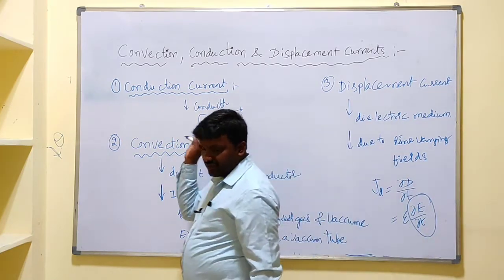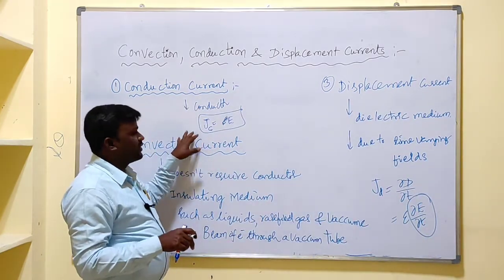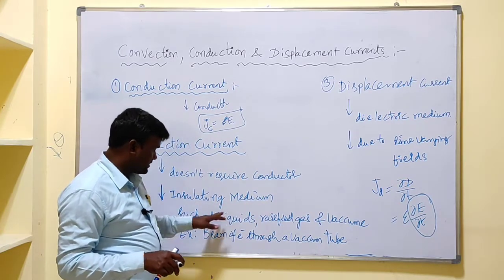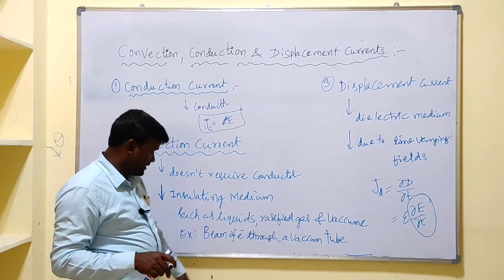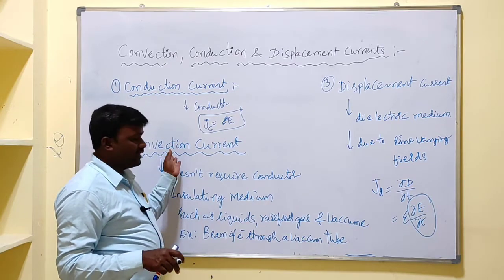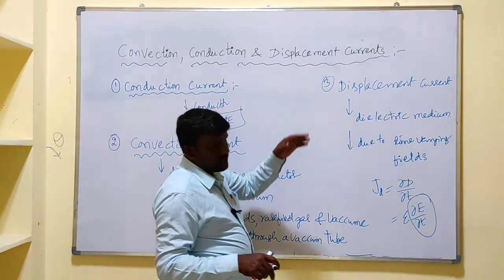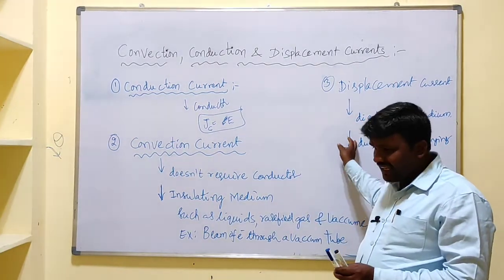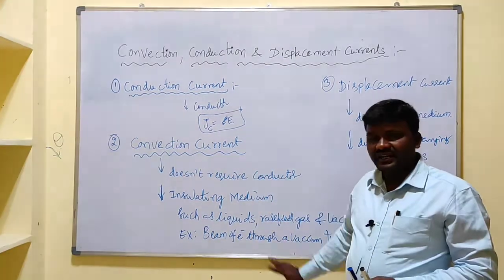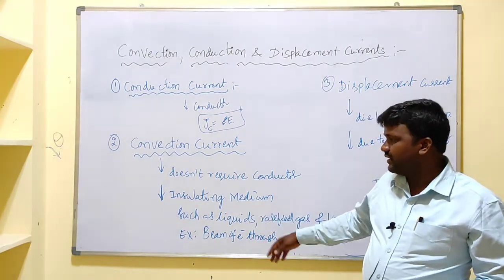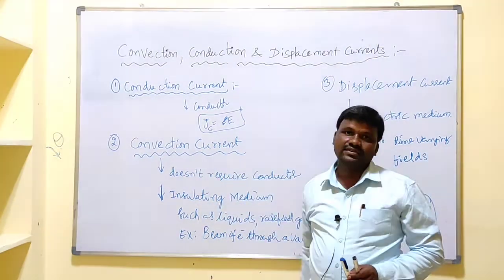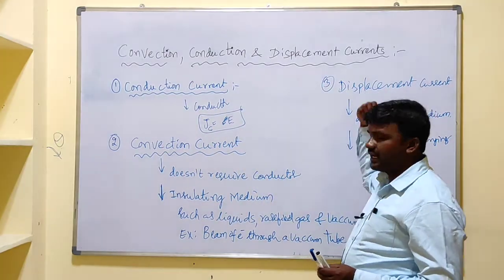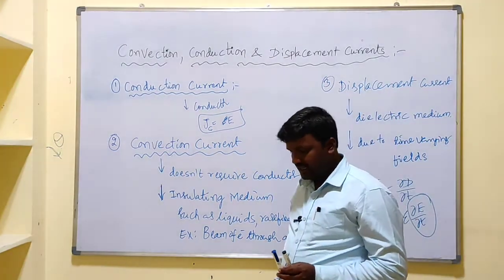Conduction current is the current through a conductor. The current through liquids, rarefied gas or vacuum tubes is called convection current. Displacement current is the current through a dielectric medium, an insulating material or insulator. To summarize: current through an insulator is convection current, current through a conductor is conduction current, and current through a dielectric medium is displacement current.